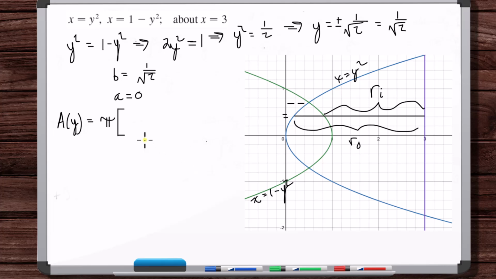So 3 minus y squared, squared. Okay, what's R inner? It's 3 minus this value. So 3 minus (1 minus y squared), squared.